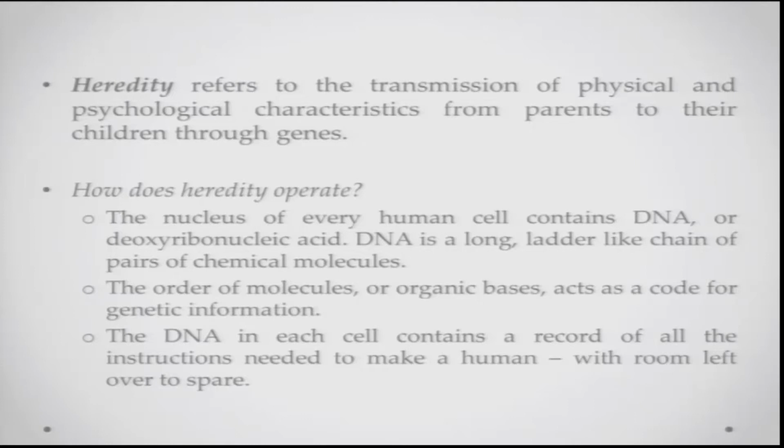Now, the DNA in each cell contains a record of all the instructions that are needed to make a human being, and there is obviously much more room left to spare. So, the idea is that all the physical characteristics, how from conception the genes from the mother and the father are combined, and what kind of individual biologically will be formed is also coded into genes. What kind of individual psychologically will be formed is also coded into these genes.